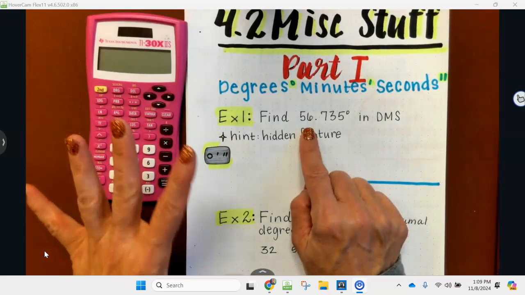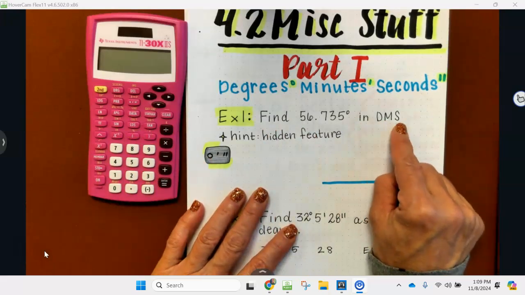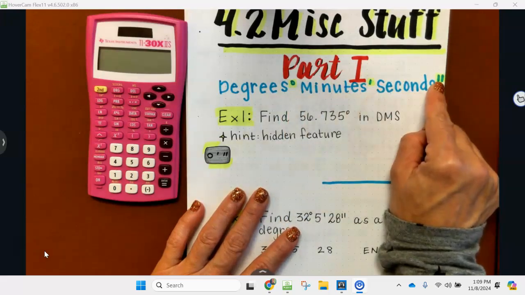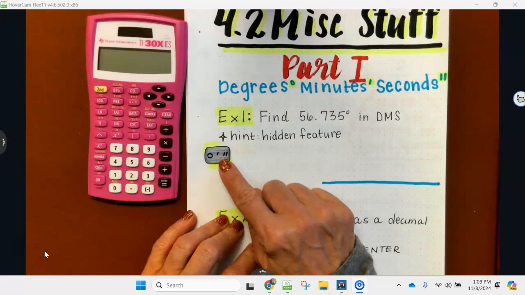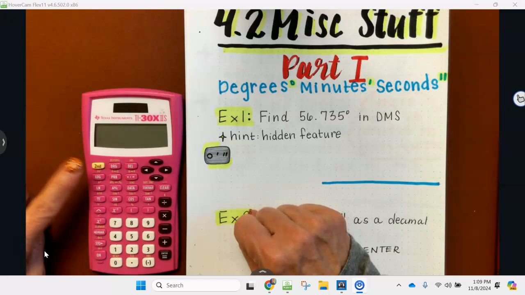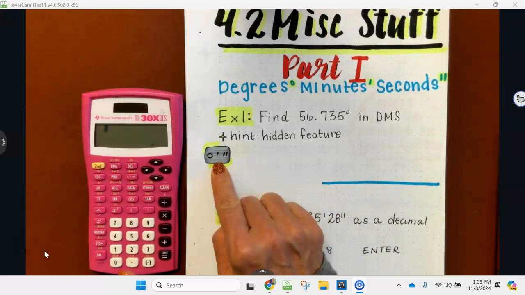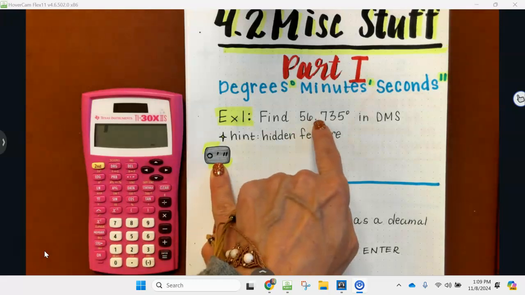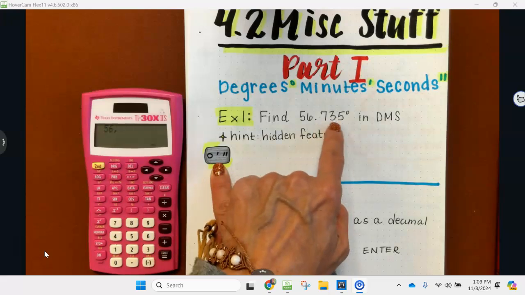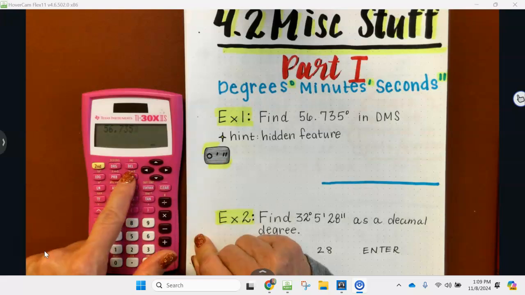Okay, so easy. We're going to find this in degree, minute, second form. Notice the little symbols that I highlighted. So you're going to look for this key on the calculator, which is right here. Notice it's not in yellow. You do not hit the second function. So let me turn this on. You just go ahead and type the degrees first. So 56.735. And then we're going to hit this button.